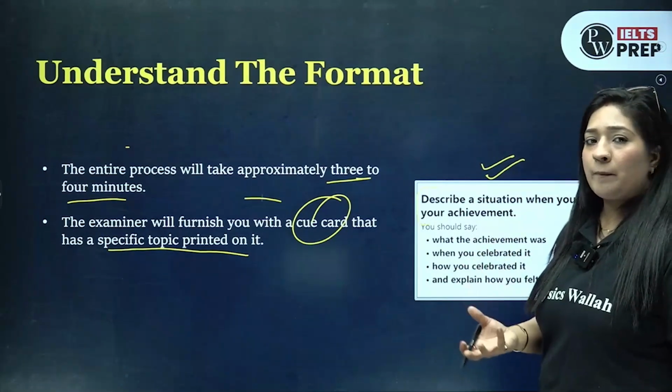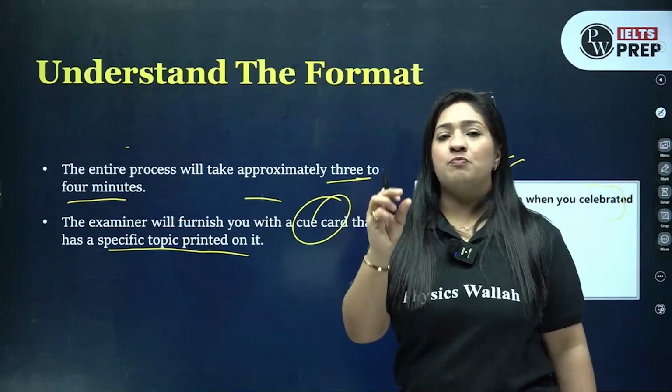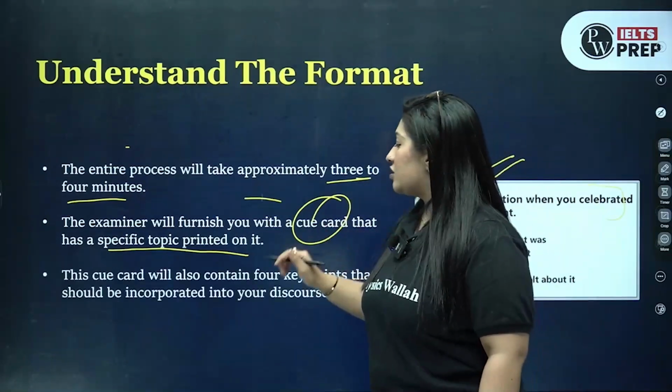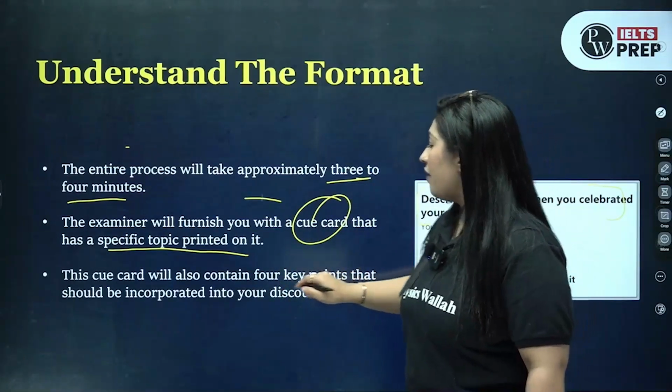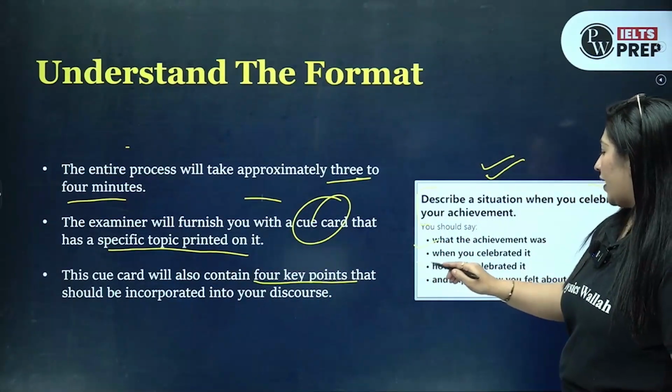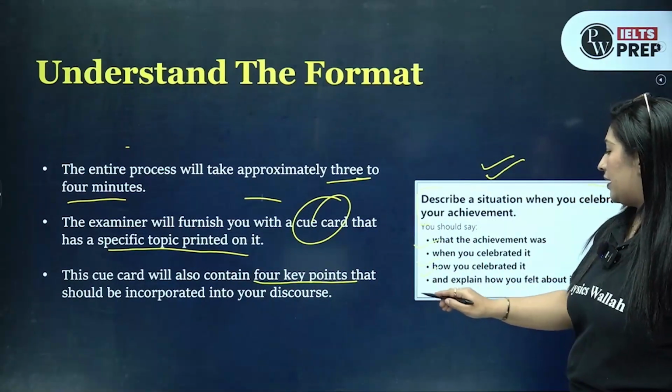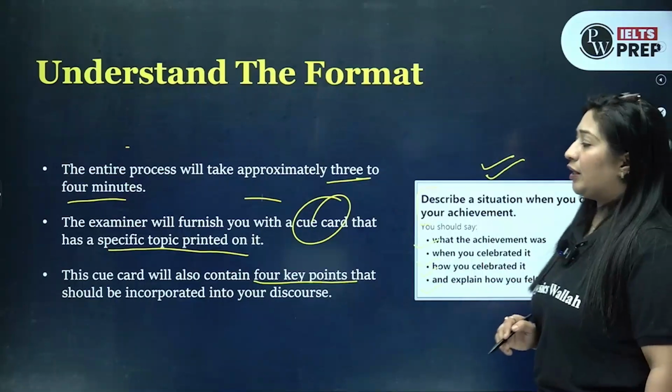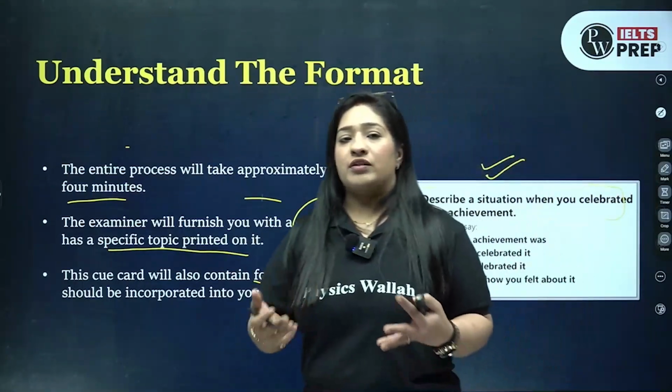So you will get a topic, a cue card where you will have a specific topic, and along with that specific topic you will have 4 key points. What the achievement was, when you celebrated, how you celebrated it, and explain how you felt about it. So this is how the question will be given to you.